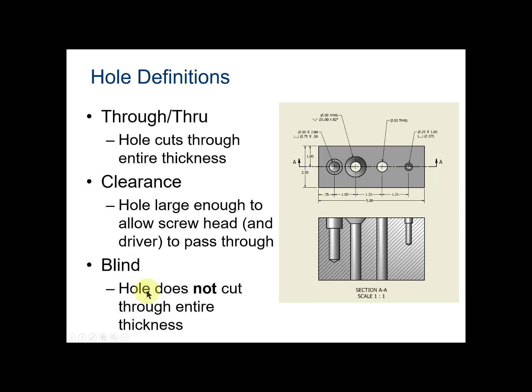And there's a blind hole. This is a hole that does not cut all the way through. For example, these on the left and right are blind holes. So we have our through holes here. This could be a clearance hole. And these are blind holes.